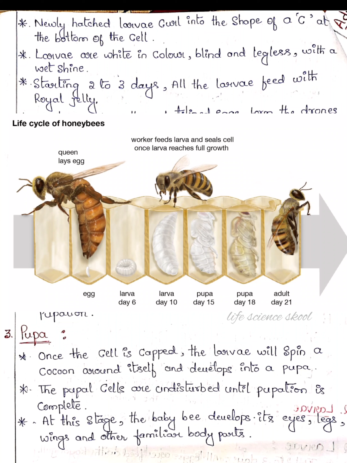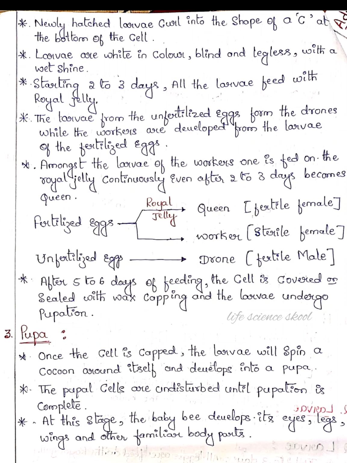For the first 2 to 3 days, all the larvae are fed with royal jelly. The larvae from the unfertilized eggs form the drones, while the workers develop from the larvae of the fertilized eggs. Among the larvae of the workers, the one that is fed royal jelly continuously, even after 2 to 3 days, becomes the queen. So we got to know that drones develop from unfertilized eggs, and workers develop from fertilized eggs.